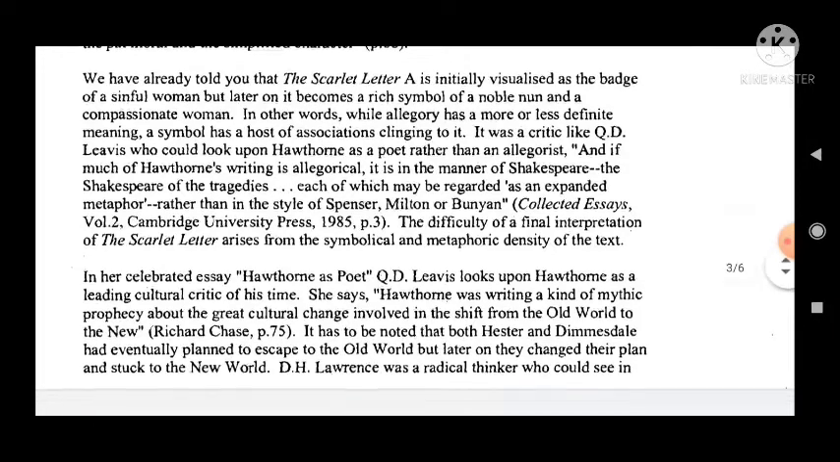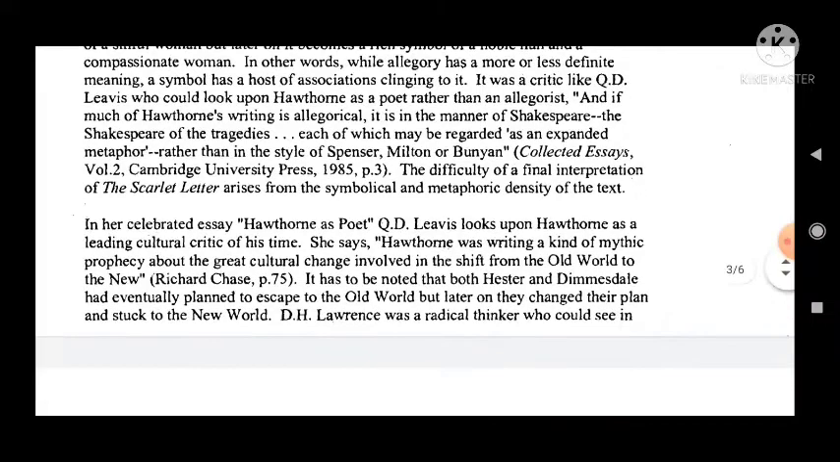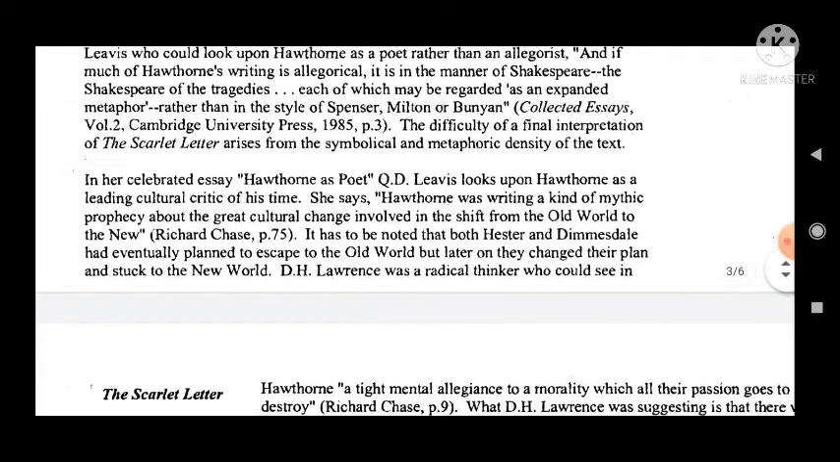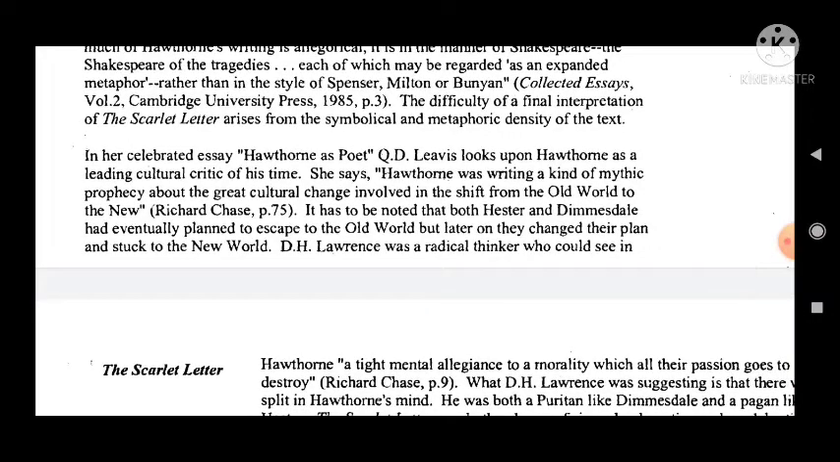In other words, while allegory has a more or less definite meaning, a symbol has a host of associations clinging to it. There is a critic like Q.D. Leavis, who could look upon Hawthorne as a poet rather than an allegorist. And if much of Hawthorne's writing is allegorical, it is in the manner of Shakespeare, the Shakespeare of the tragedies, each of which may be regarded as an expanded metaphor, rather than in the style of Spenser, Milton, or Bunyan. Collected Essays, Volume 2, Cambridge University Press, 1985, page 3.